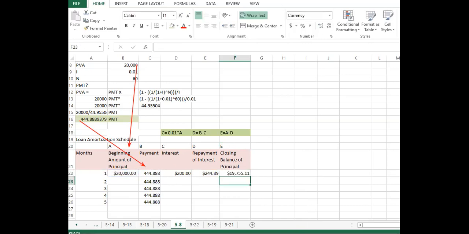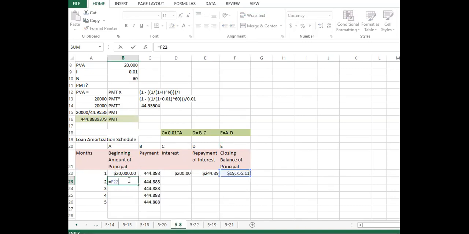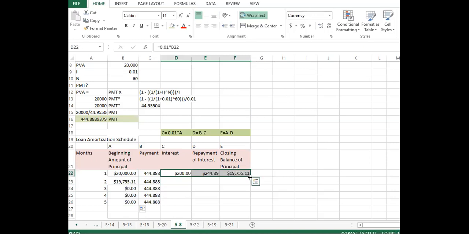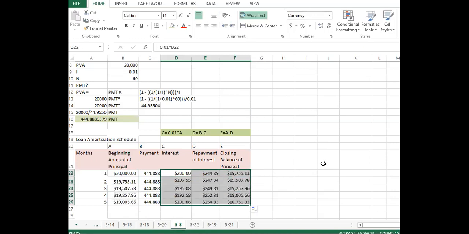Okay, class. And in the next month, the closing balance of principal of the previous month will be the opening balance of the next month. So here it is F22. Similarly, you can calculate the loan amortization. So this is the loan amortization schedule just for 5 months.